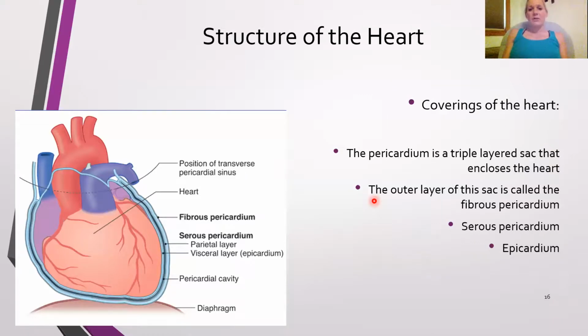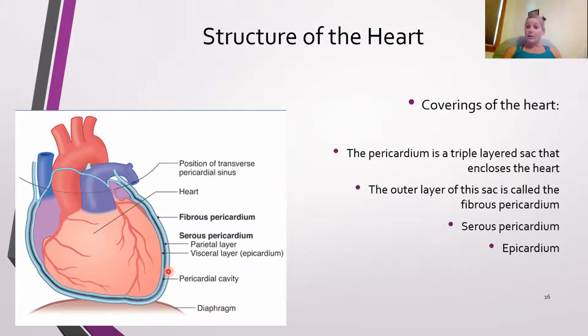So we were just talking about the structure of the heart and some of these coverings that we have. The outer layer is a sac that's composed of fibrous pericardium. That's going to be your most superficial of the layers. And then next we have the serous pericardium, which will lie intermediate. And then the most deep of these layers is the epicardium. Epi means upon, and epicardium is going to lie directly upon the top of the heart.